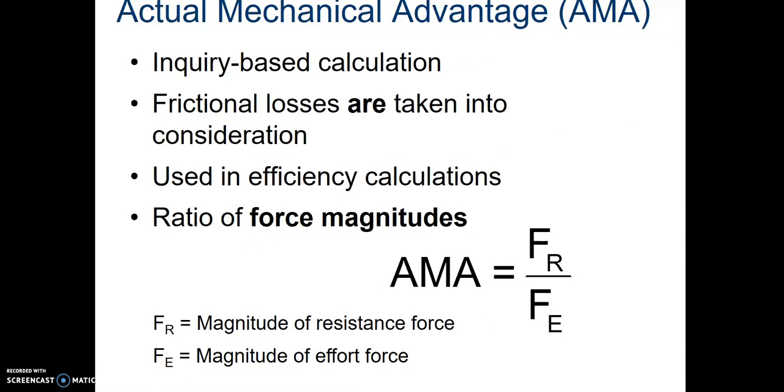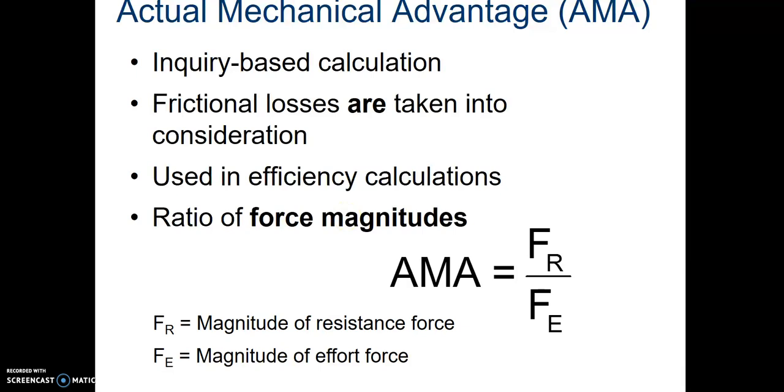If we're ever given two forces and we're looking for mechanical advantage, we're going to solve for actual mechanical advantage. Actual mechanical advantage means we're thinking about the friction. There's a little bit of friction loss that's taken into consideration when we're trying to actually apply forces on things. So we're looking at the force magnitude: force of resistance and force of effort.